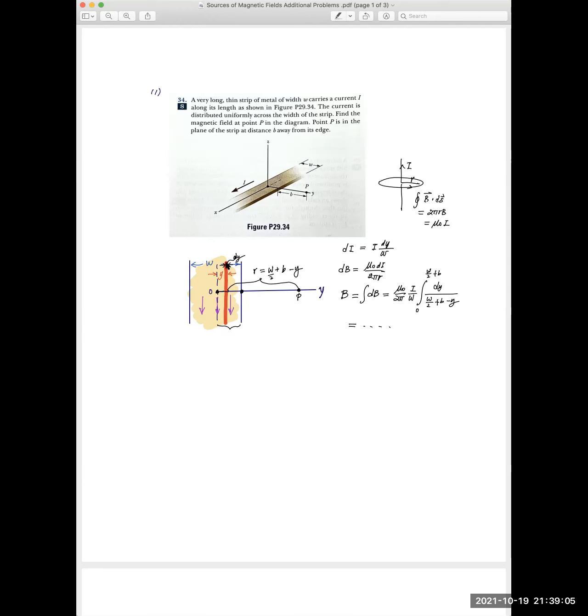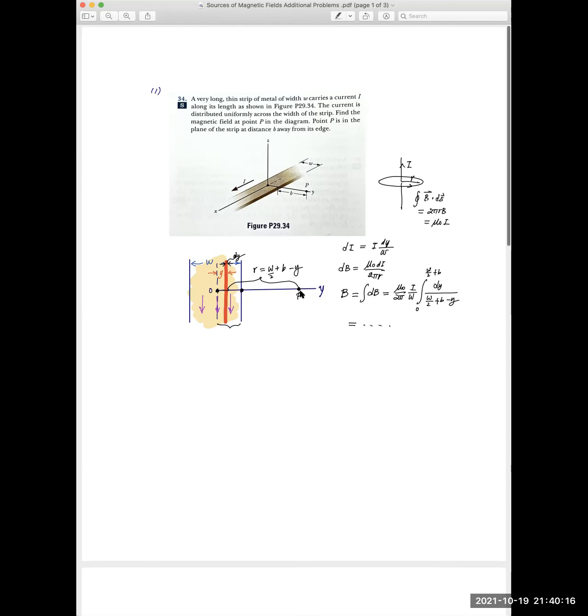This red line here represents one of those infinitesimally small, thin parts of the current. It's located at distance y from the center of the strip, point O. It carries a current dI, which is the total current I times a fraction dy over W. W is the width of the entire strip. And dB produced by this strip at point P is then mu naught dI over 2 pi r, as you get from Ampere's law.